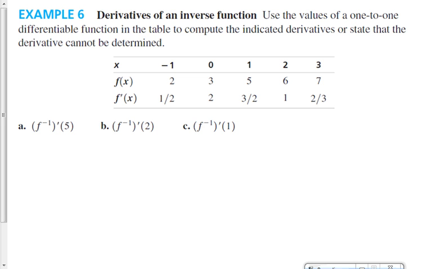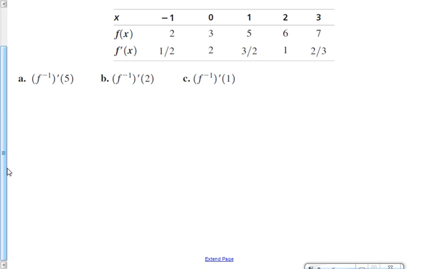It says, use the values of a one-to-one function. If you see one-to-one in the instructions of a problem, you're automatically going to go to inverse. Before it even asks the question, when you see one-to-one, inverses are going to be in play. Differentiable implies a couple of different things, but key here is you can find its derivative. A lot of times the language is really important. Compute the indicated derivatives or state that the derivative cannot be determined. Now, let's break this down. Let's take a look at A, and we'll walk through it together, and then you'll try B on your own.